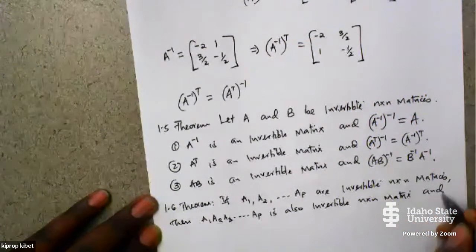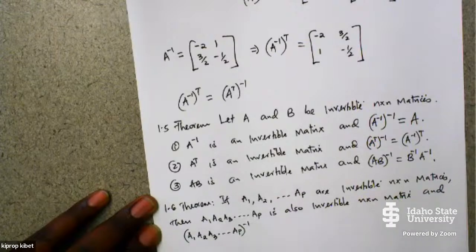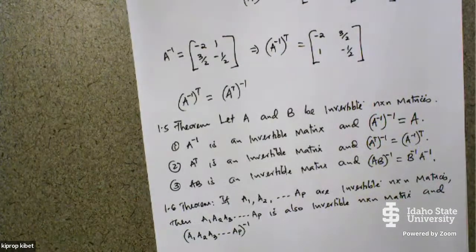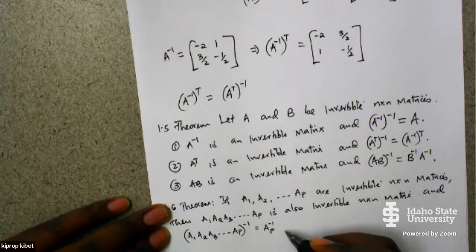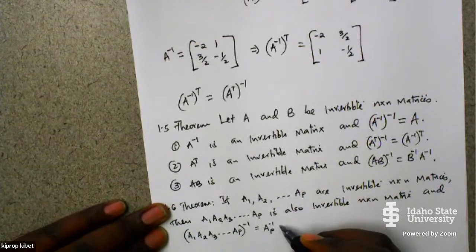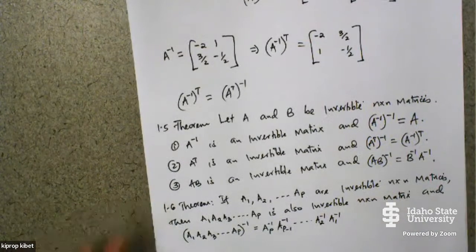And the inverse of the product of A1, A2, A3, all the way to AP is the same as starting from the last one and multiplying. So it is the same as AP inverse, AP minus 1 inverse, all the way to A2 inverse, then A1 inverse. It's actually just like this theorem.